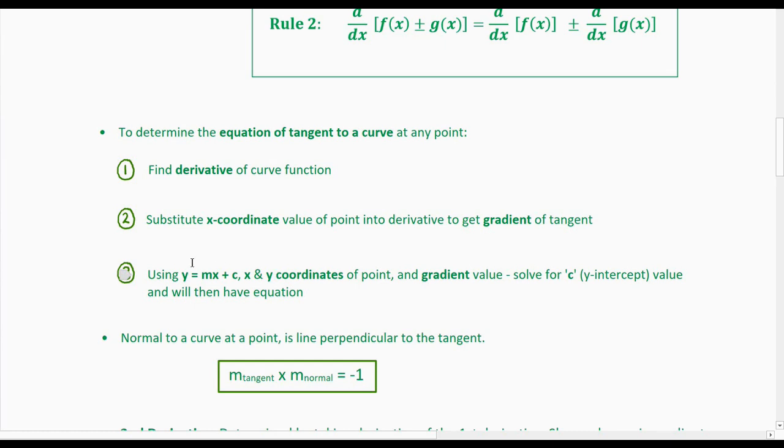And you sub these into this equation, and you rearrange and solve for c, which is the y-intercept value. And once you have c, you can just sub in the gradient and the c value, and you have the final equation for the tangent. Then I introduce a concept known as a normal, which is kind of similar to a tangent, but it's instead the line perpendicular to the tangent at a specified point. And the tangent's gradient times the gradient of the normal will equal -1.